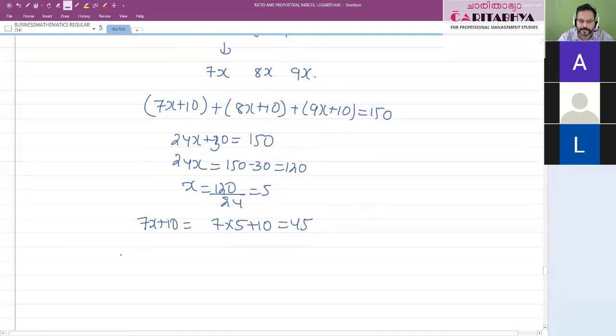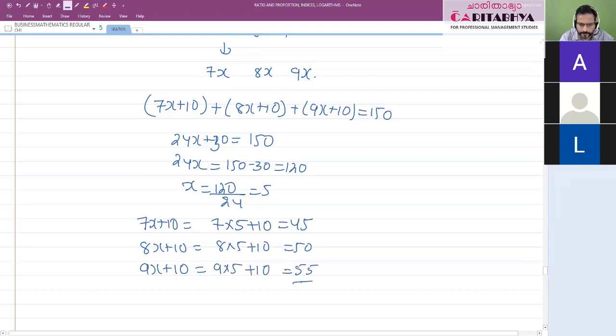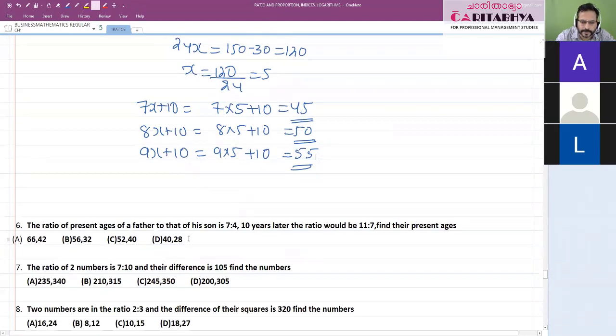Then 8x plus 10. 8 into 5 plus 10 equal to 50. Then 9x plus 10. 9 into 5 plus 10 equal to 55. So 45, 50 and 55 will be the answer. Did everyone get this? Yes, sir. Then next question.